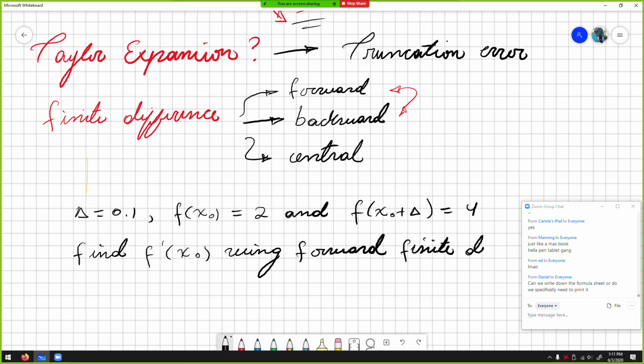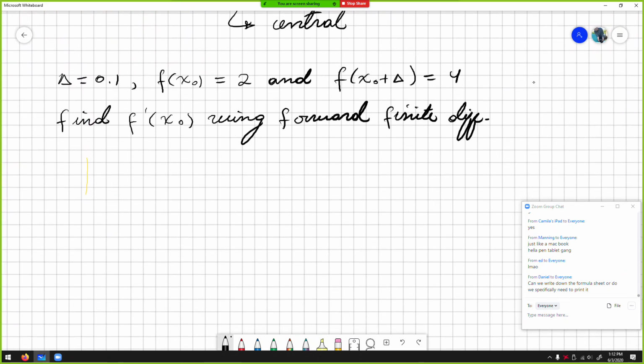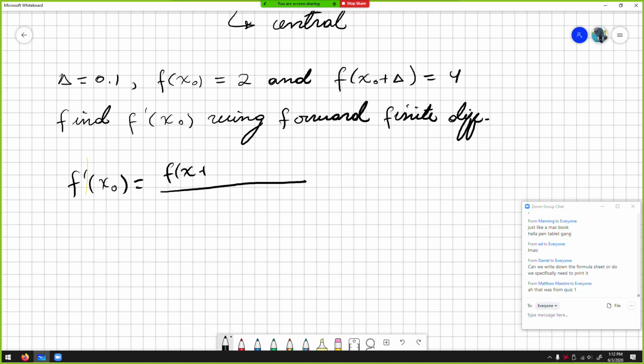I'm gonna say diff. Okay. And so the way that I'm gonna go about this, if you get a question like this, you say, okay, I know my definition of forward finite difference evaluated at one point is: I have my f(x plus delta) minus f at that point, and then over my delta. That was from quiz 1.